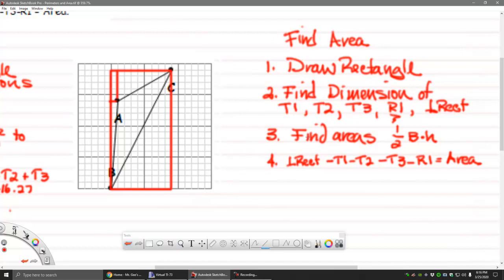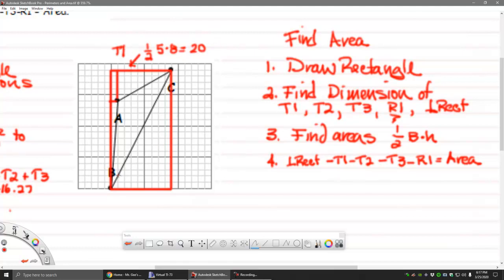So let's find the dimensions of this. We'll call this T1. Remember, to find the area it's 1/2 the base times the height. So the height is 1, 2, 3, 4, 5. So that's 5 times 1, 2, 3, 4, 5, 6, 7, 8. 5 times 8. Now that half will take that to a 4. So the area of T1 right here is going to be 20.